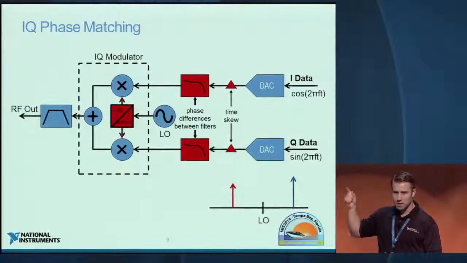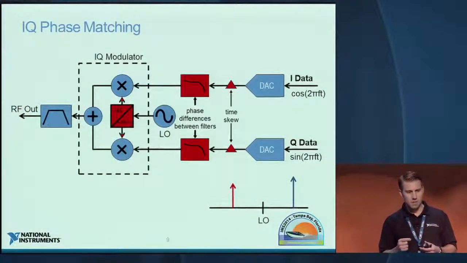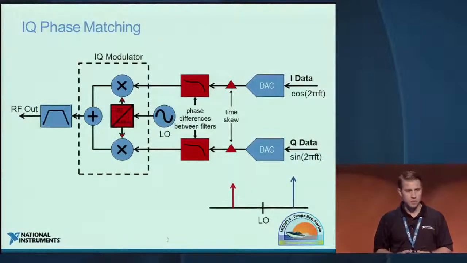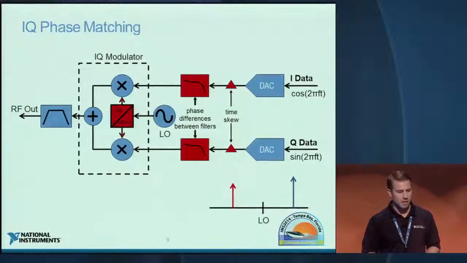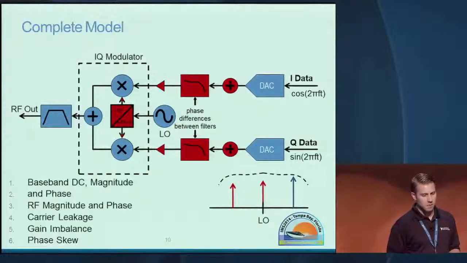And a big thing is your filter designs. If you have analog filters on both I and Q paths, there can be phase differences in the phase response and group delay of those filters that can affect this parameter here and cause imbalances between that I and Q path. And we'll actually see what that looks like more practically in a minute.